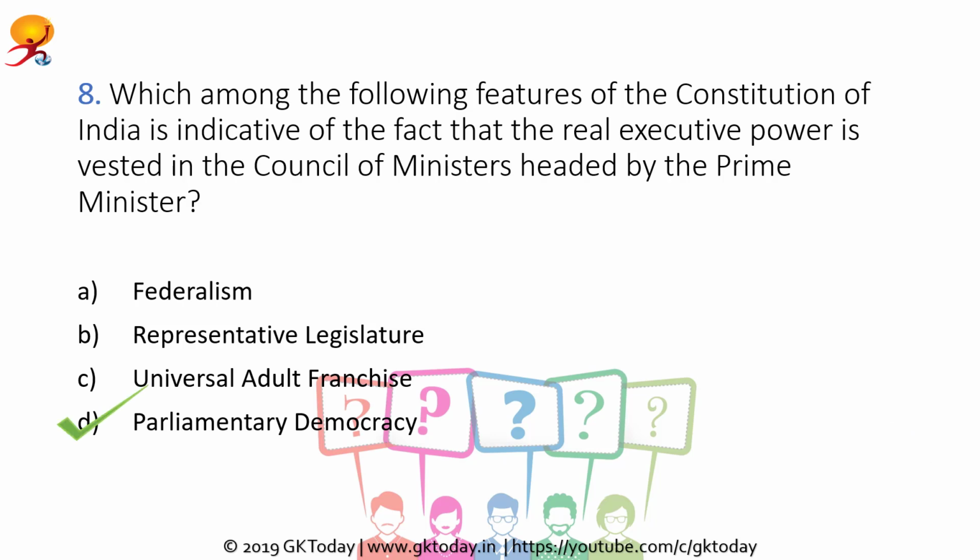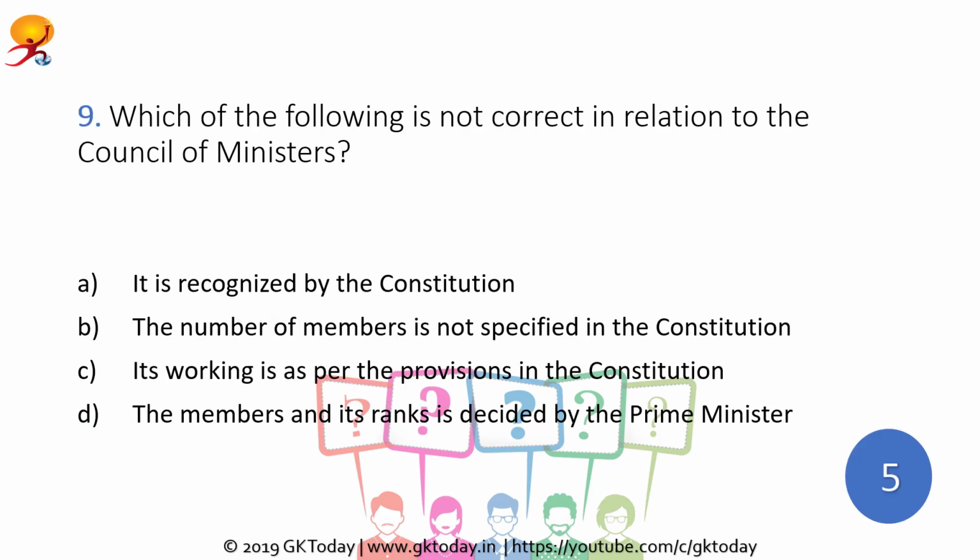And the correct answer is option D, parliamentary democracy. India is a parliamentary democracy and the Council of Ministers are chosen from the elected or nominated members of the parliament. They stand responsible to the elected house of the parliament, that is the Lok Sabha. Which of the following is not correct in relation to the Council of Ministers? And your time starts now.